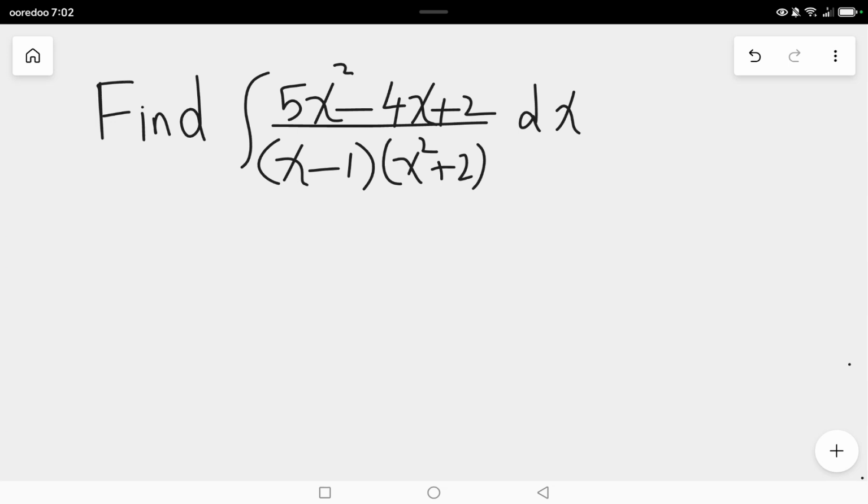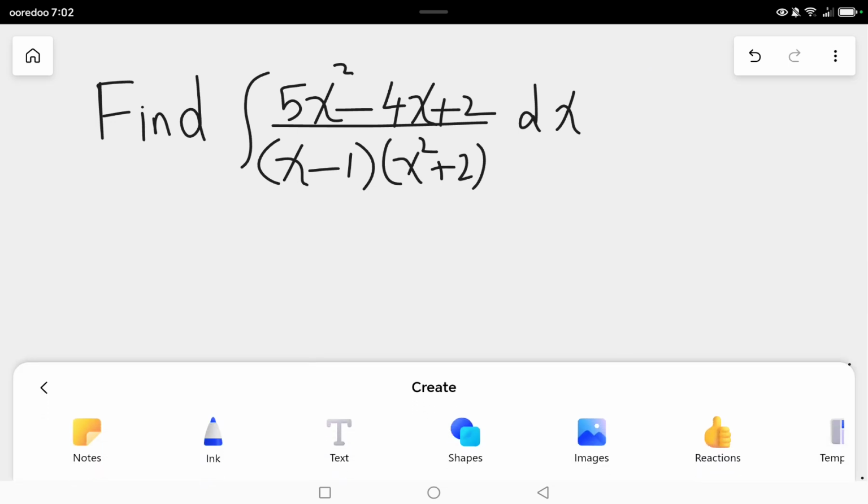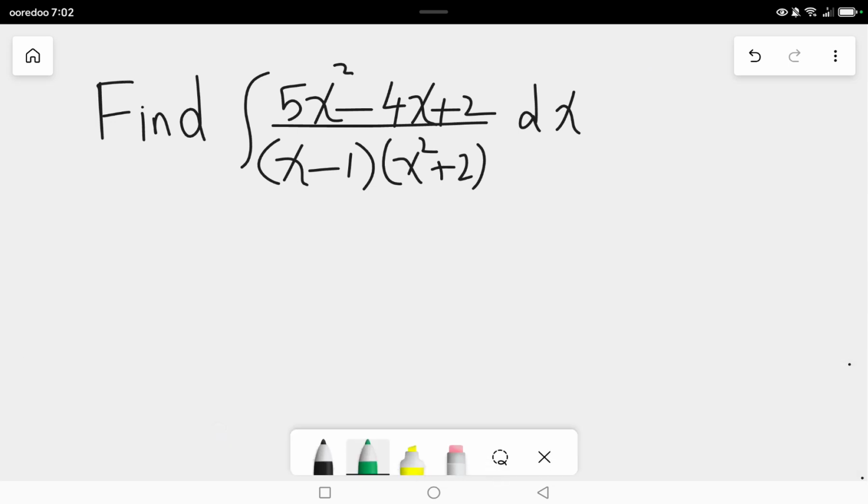We are going to find the integration of the given question. For finding integration for such type of questions, there is a denominator with two different factors. So, we will make the partial fraction. Let us find the partial fraction first. After that, we are going to find the integration.